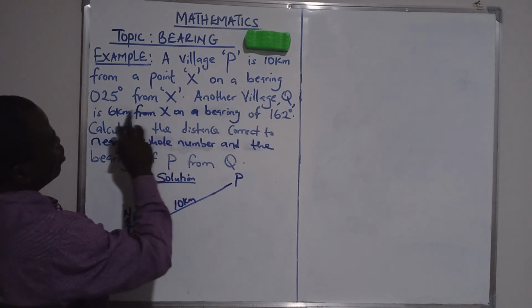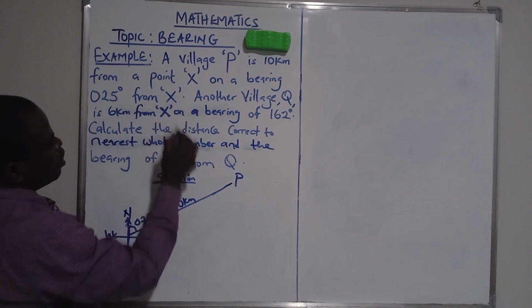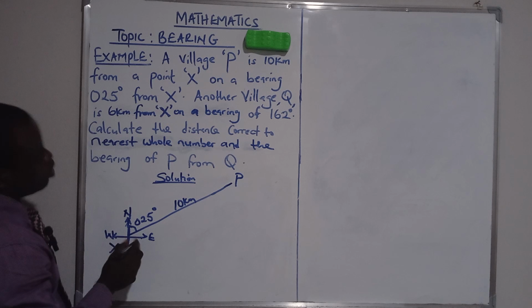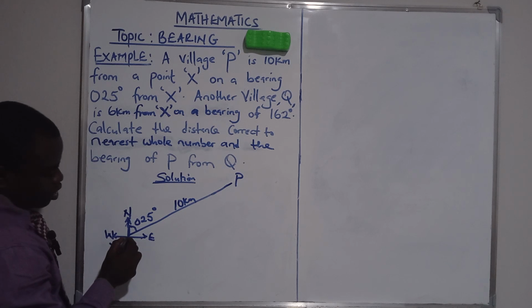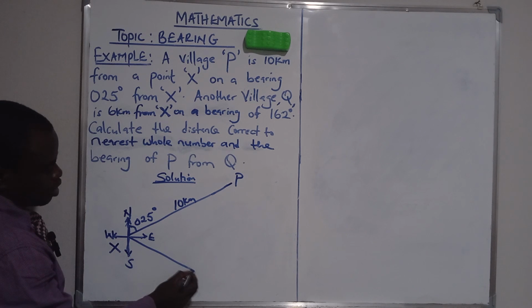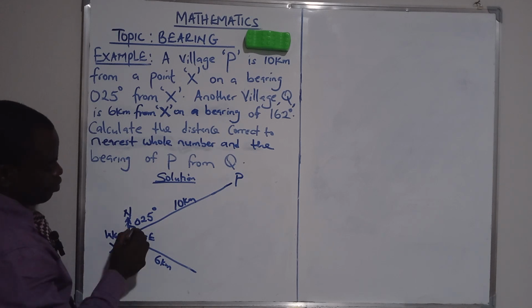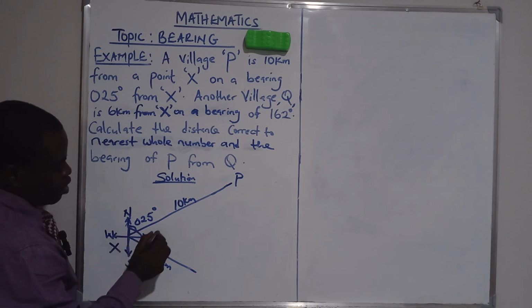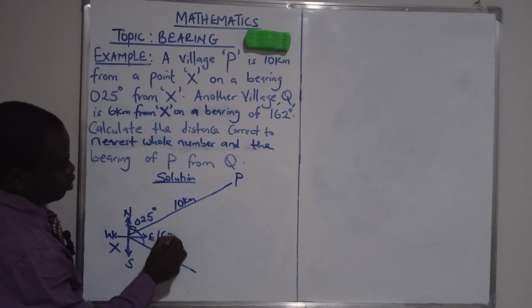Another village Q is 6 kilometers from X, also on the bearing of 162. From here to here is 90. From north to south is 180. So 162 will be approximately around this point. Make the line shorter because the distance is 6 kilometers. From here to here now is 162 degrees.